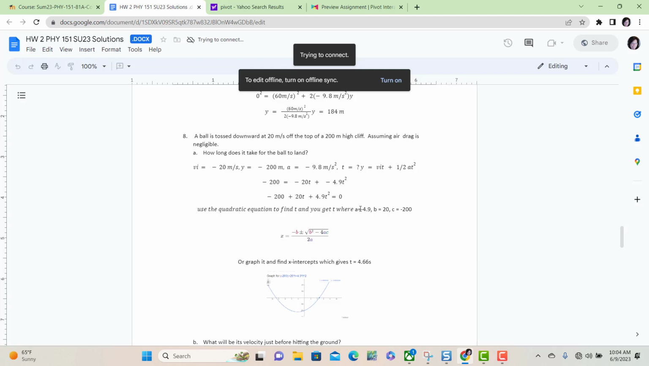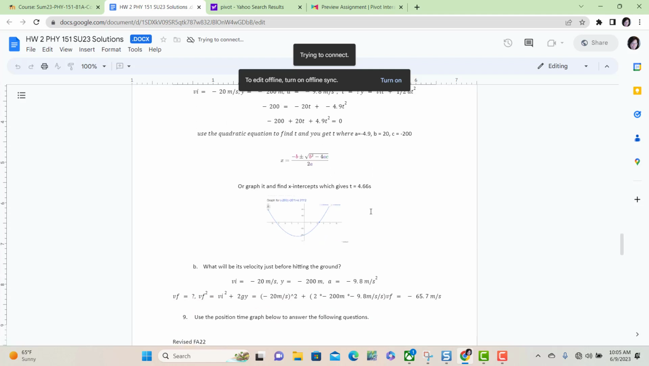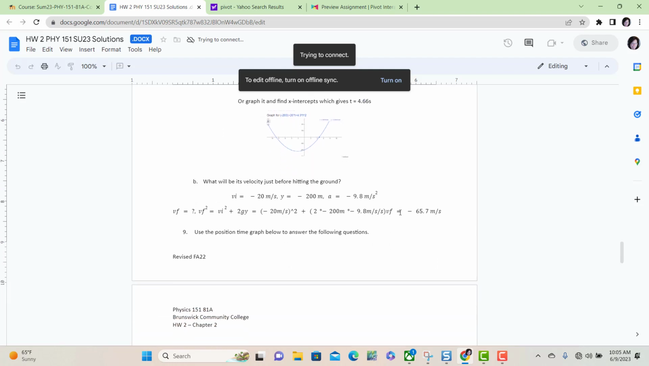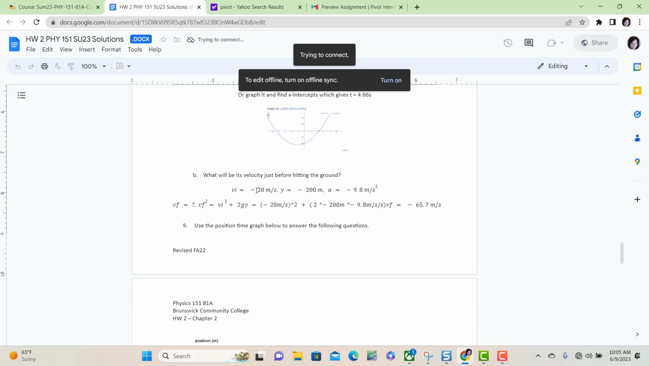Plugging in the numbers, I got negative 200 equals negative 20t plus negative 4.9t squared. So you can't just solve this for t without using the quadratic equation or graphing it and finding the appropriate x-intercept. And since this is time, a negative x-intercept wouldn't make sense. You would choose the positive x-intercept. So you needed to either use the quadratic equation or explain that you graphed this on your calculator and this was the x-intercept.